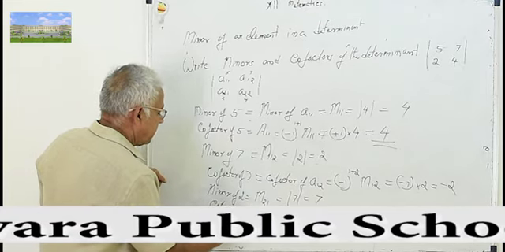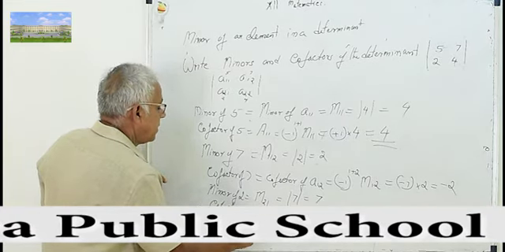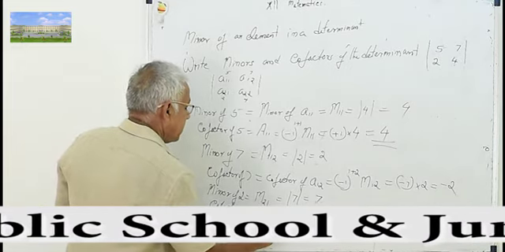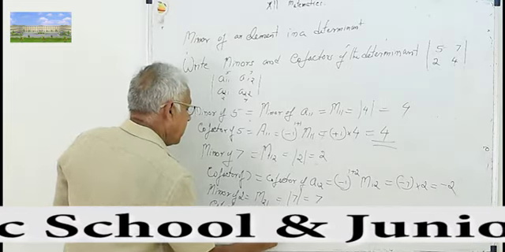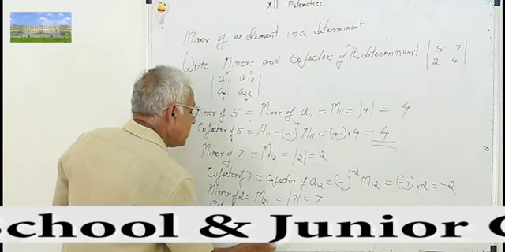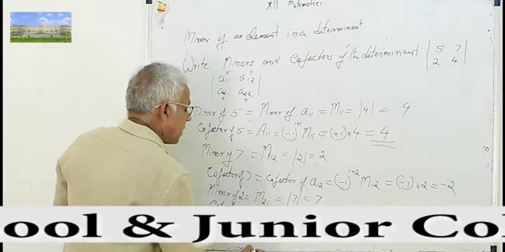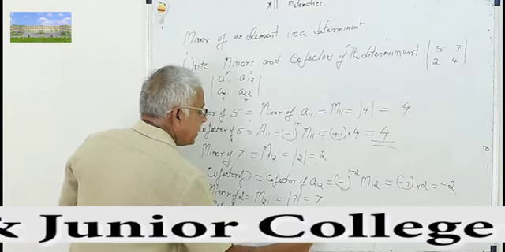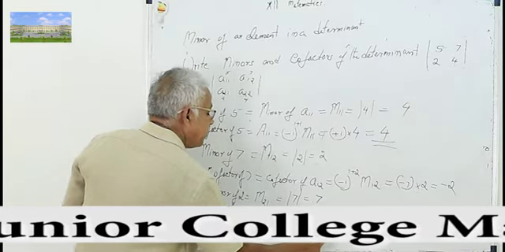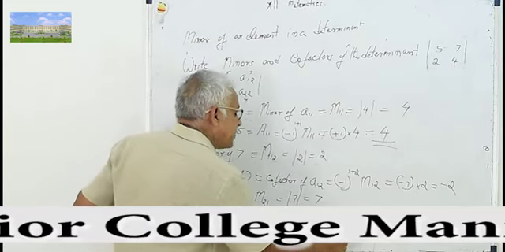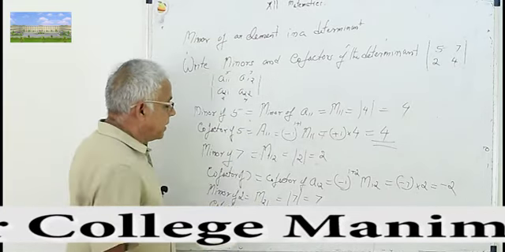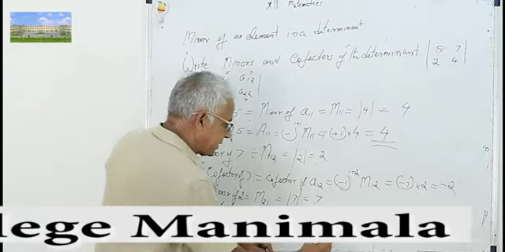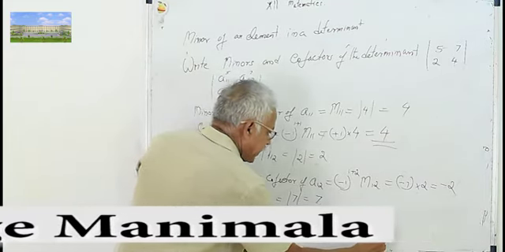Cofactor of 2 is equal to A21, is equal to signed minor, minus 1 raised to 2 plus 1, negative, into M21, which is 7. The sign is negative because minus 1 raised to 2 plus 1 is negative. So the answer is minus 7.